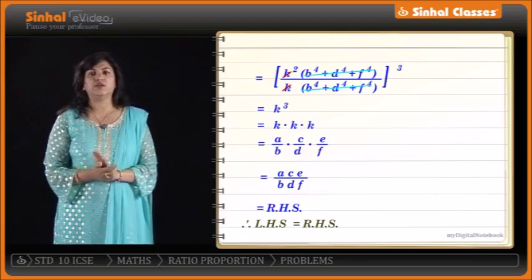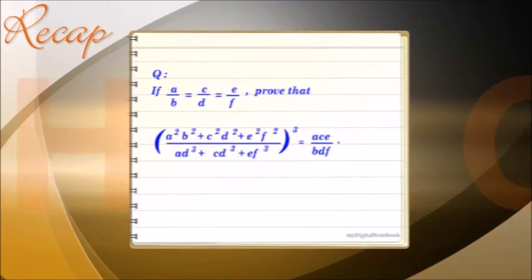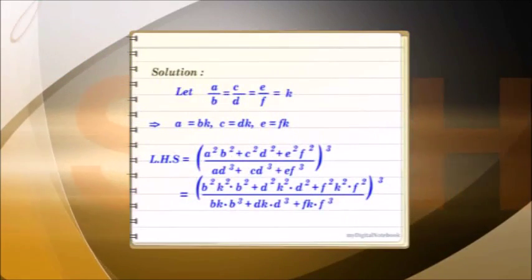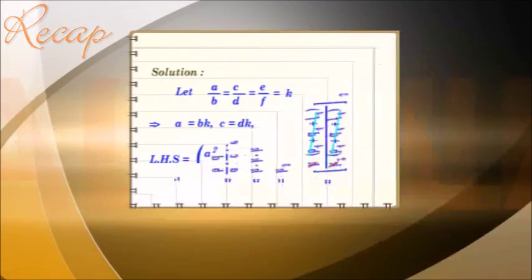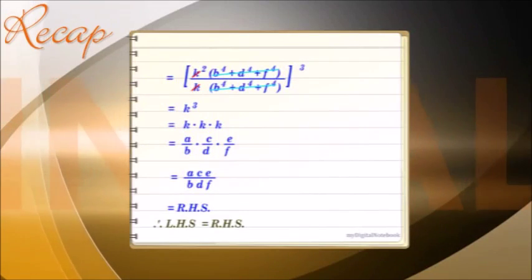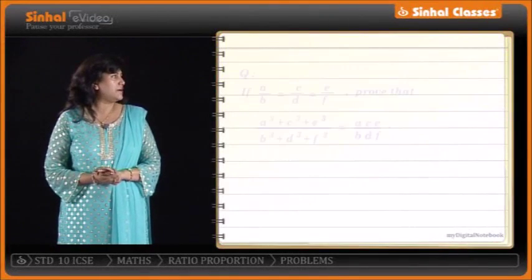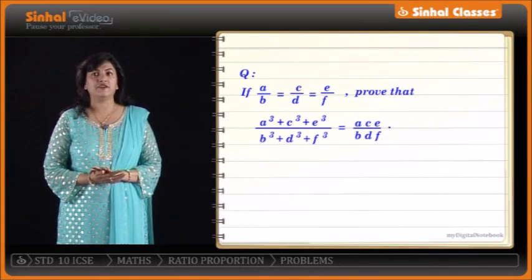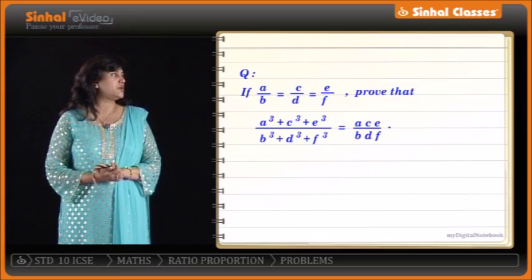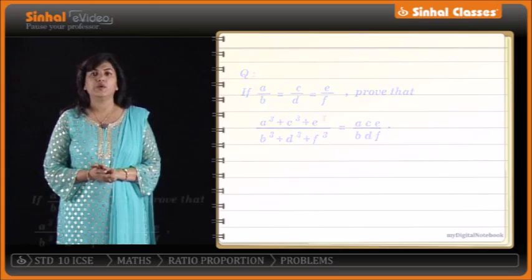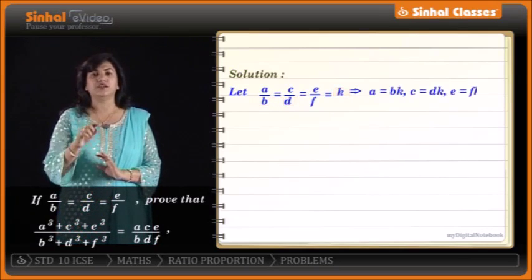So we have proved LHS equals RHS. On to the next problem: if a by b is equal to c by d is equal to e by f, prove that a cube plus c cube plus e cube upon b cube plus d cube plus f cube is equal to ace upon bdf. Now the same way, we let it be equal to k. So a is equal to bk, c is equal to dk and e is equal to fk.